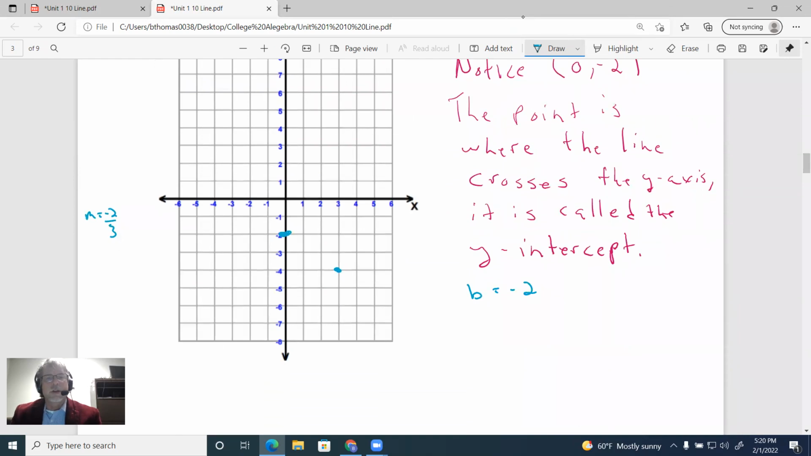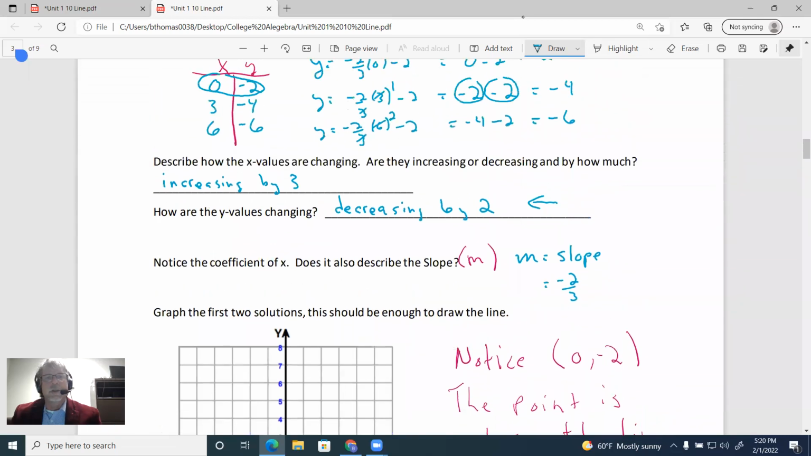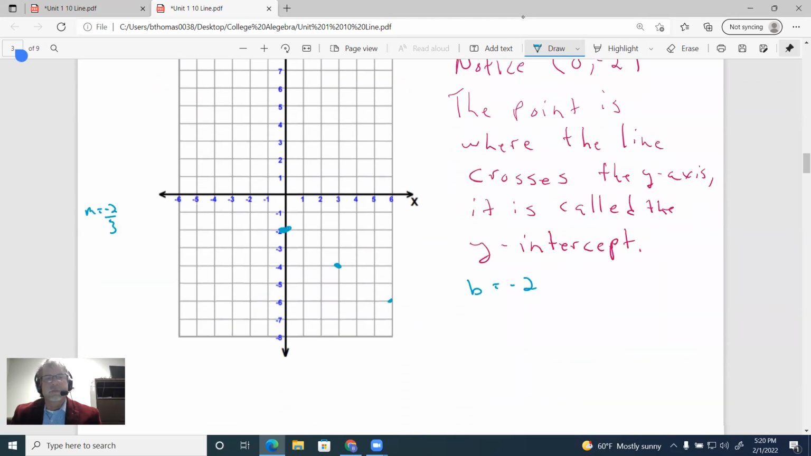If you look at this point right here, it is 3, -4. If I go down 2 again and right 3, I would locate another solution. Notice how that solution is also in the table. That's 6, -6 there. So notice how those solutions are present in our graph.